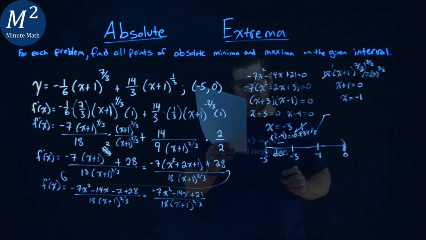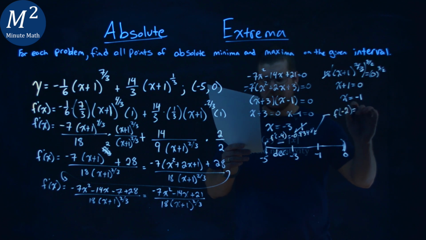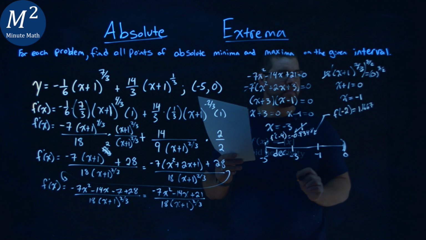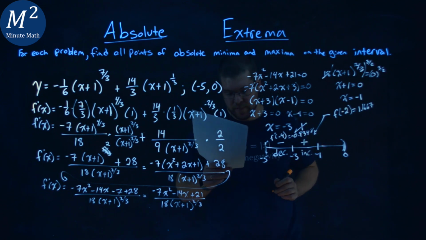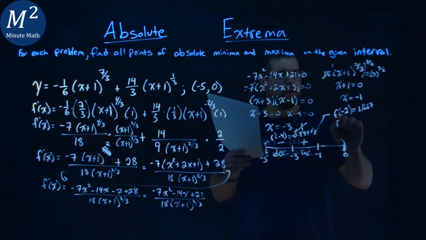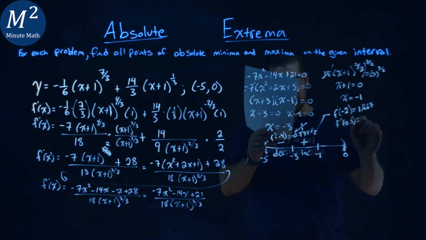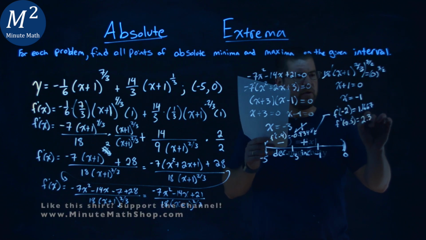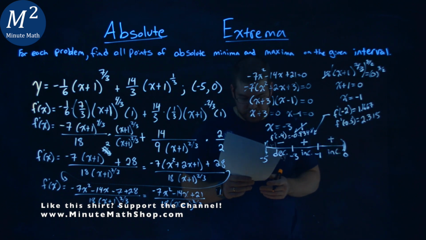Between negative 3 and negative 1, I found f prime of negative 2, and that came out to be approximately 1.1667. That's positive, that's what I really care about, and we're increasing there. Between negative 1 and 0, I picked negative 0.5, so f prime of negative 0.5 came out to be a positive 2.315. I just care that it's positive and we're increasing.